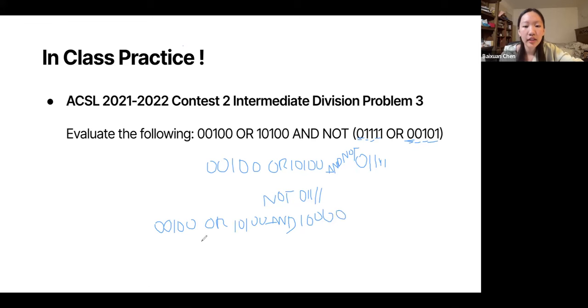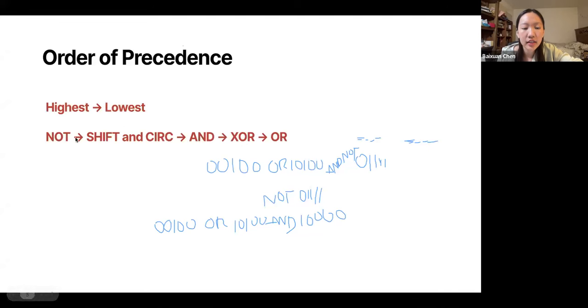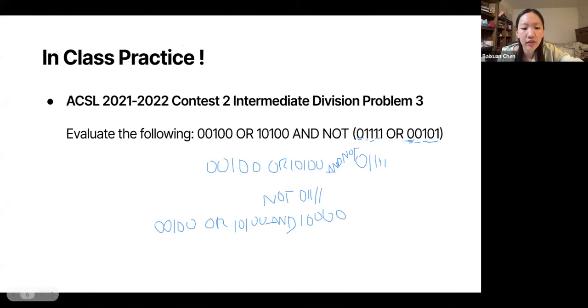Okay, so let's keep going. Remember, AND comes before OR, so we're going to do the AND first, because when we go back in the slides, the order of precedence is NOT, then shift and circ, and then AND, then XOR, and then OR. So OR comes last, so we're going to do AND first.